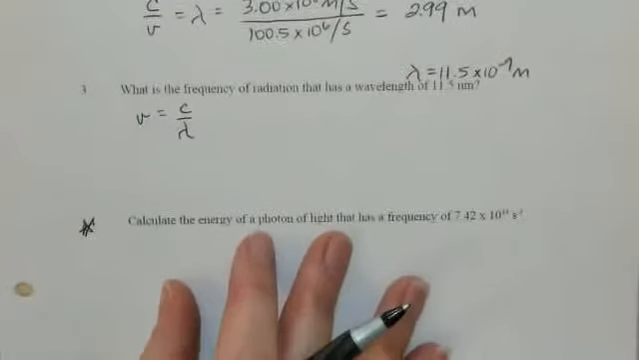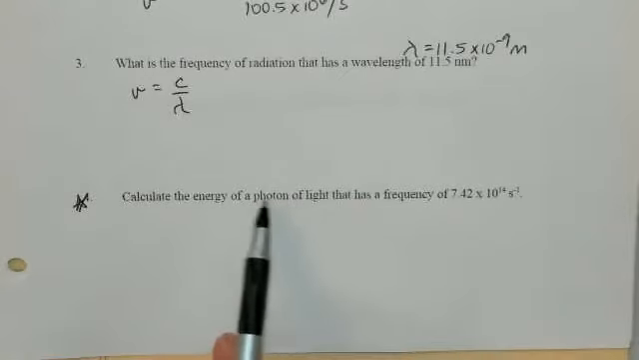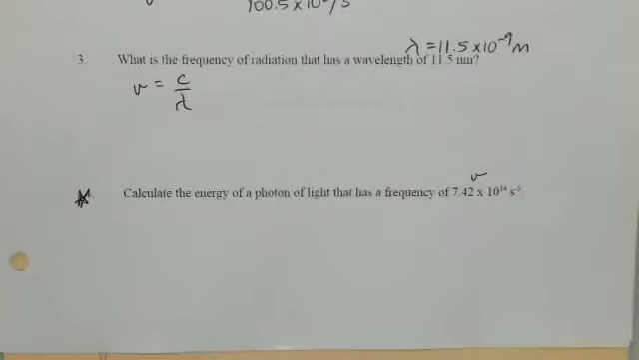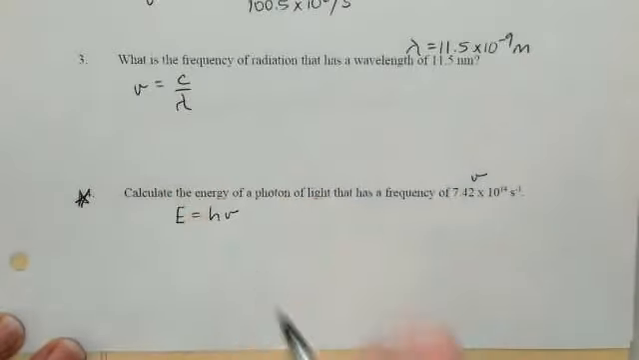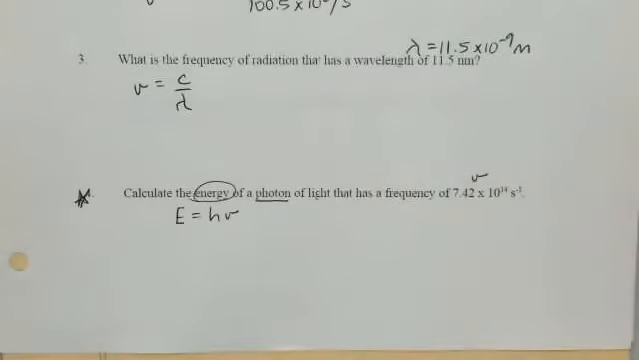When I look at number 4, now we're going to do the energy calculation. It says we want to know the energy of a photon of light that has a frequency, that's our nu, of 7.42 times 10 to the 14 per second. And so this energy is equal to h nu. That's our formula whenever we're looking for the energy of a photon. So we have the frequency. What we talked about was high frequency is going to have high energy. And the only thing we need for this is Planck's constant.